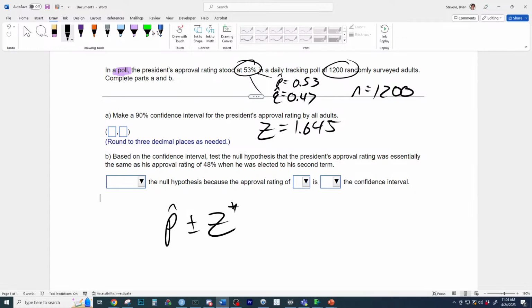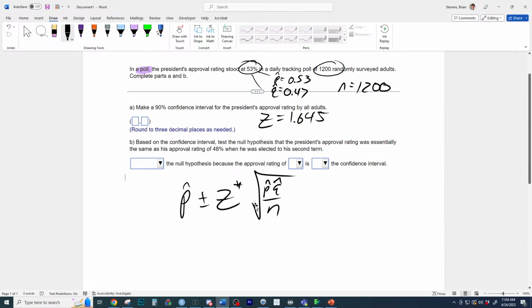So we don't have degrees of freedom. It's just a Z-score. And the last part of this is p-hat times q-hat over n, square root. Now we plug in the numbers. We're just solving the first part of this problem right here to figure out a 90% confidence interval for the approval rating. We plug in 1.645.